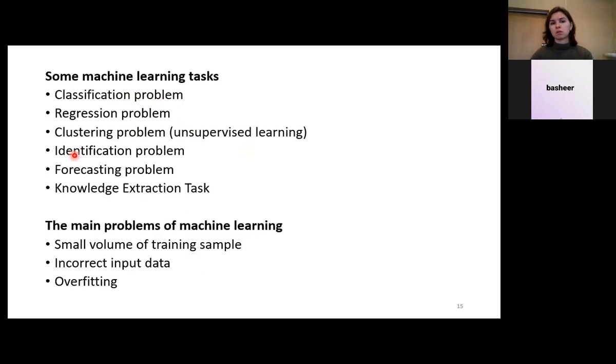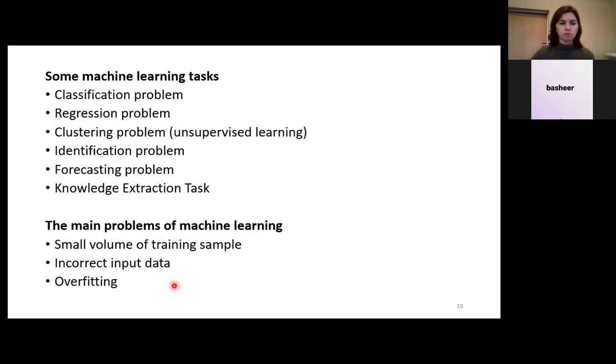The identification problem also goes to computer vision, for example. The forecasting problem, like weather: for example, when Yandex Weather predicts rain in 2 hours, you may just see the rain clouds on the map. They are also using prediction models to forecast the weather. Knowledge extraction tasks are when you extract some information from text.